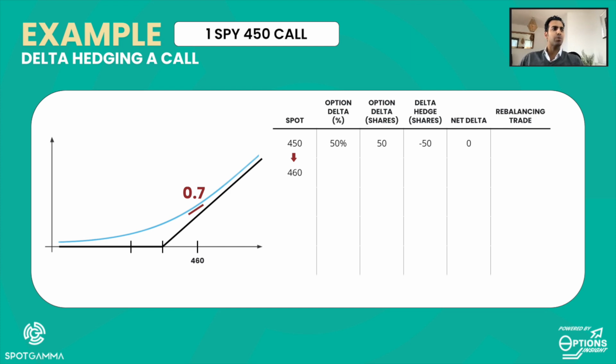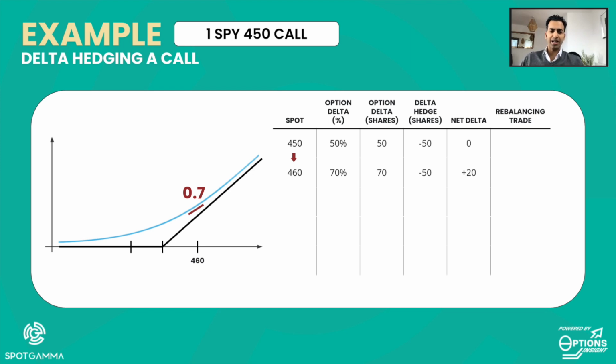So if we put that into the table and we see we've got a 70% delta as the spot price has gone from 450 to 460, well, that means our option delta has increased. It's no longer the equivalent of 50 shares. It's the equivalent of 100 times 70%, which is 70 shares. The delta hedge, our short shares position, is still short 50. So our net delta, as you can see, is the sum of those two. So that has become a positive 20 shares position. That is no longer delta neutral.